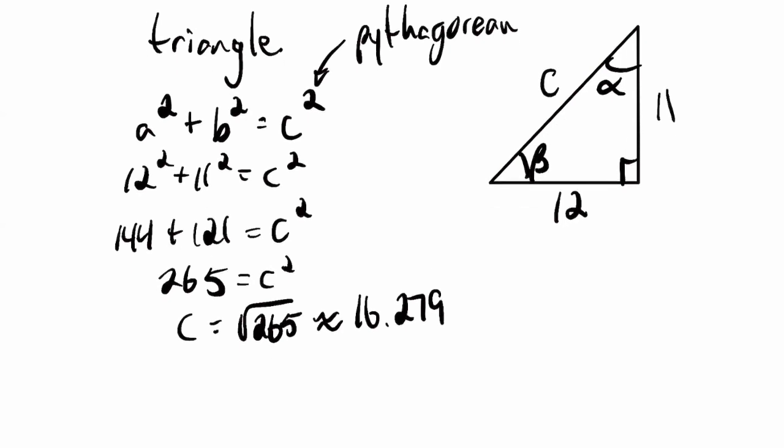So if I want to find alpha, I can use any one of the trig functions. I could use sine, cosine, or tangent. I have three options. It ultimately does not matter which one I pick. However, if I use sine or cosine, like if I say sine alpha equals whatever number, then I would have to use the C in order to do that.